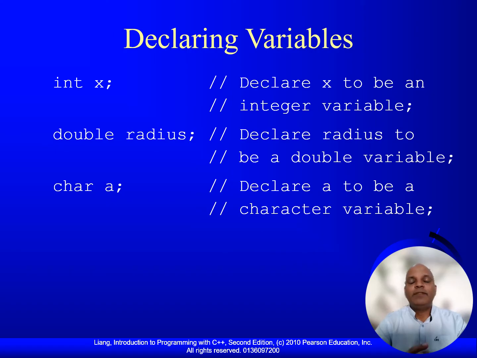Declaring variables, we have int x, that's x is declared to be an integer variable. Double radius is declared to be having a fraction part. Char a, declare a to be a character variable.